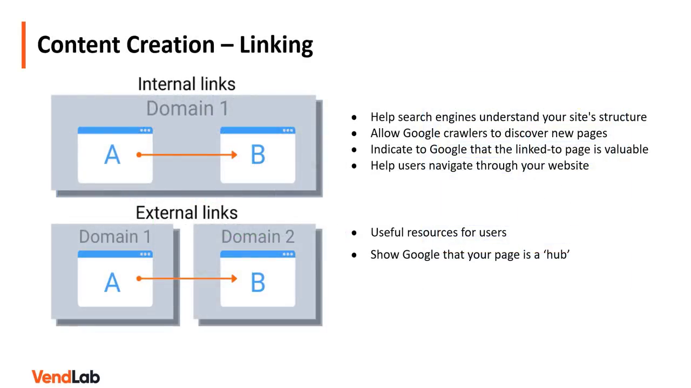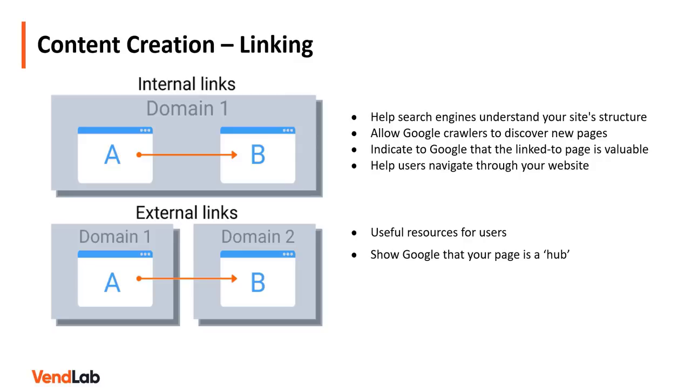When creating content, you should make good use of both internal and external linking. Internal links are links between pages within the same site. They're an important part of on-page SEO for several reasons. They help search engines understand your site's structure. They allow Google crawlers to discover new pages by navigating the site. They indicate to Google that the linked-to page is valuable, and they help users navigate your website.